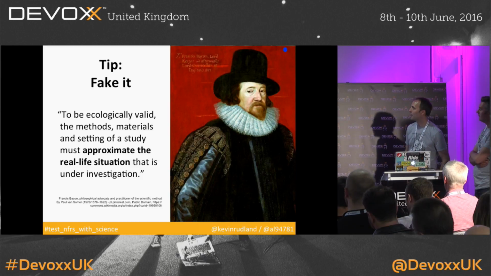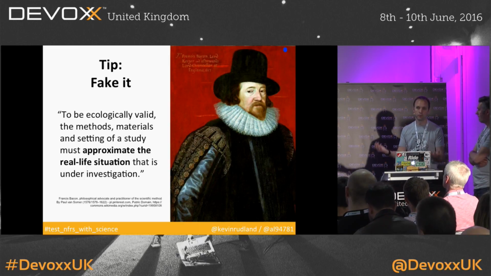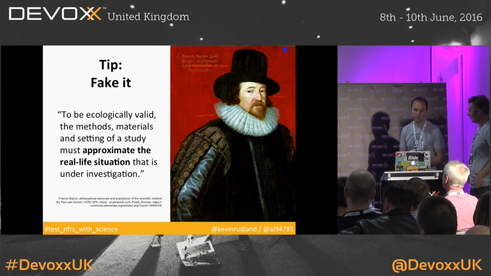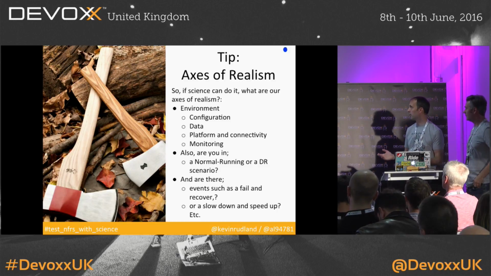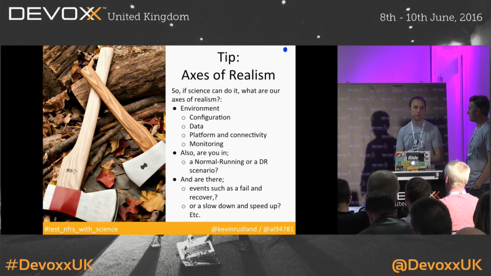So, again, from science, the point here is to be ecologically valid, essentially saying you need an approximation of a real-life scenario. So you have a model, and you need to get that model as close as you possibly can to production. And there are loads of ways you can do that, loads of things you can control. Some of it's a function of cost, time, resource.